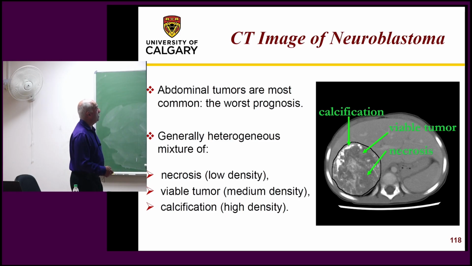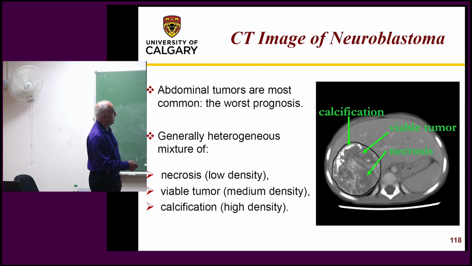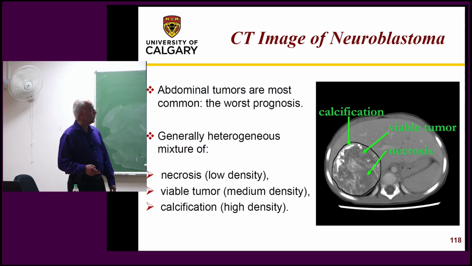And abdominal tumors are common and have the worst prognosis in terms of outcome for the patient. They're generally a heterogeneous mixture of necrosis, low density, shown there, viable tumor of medium density but higher than other abdominal organs, and calcification of high density. There could be scar tissue also, not shown here.